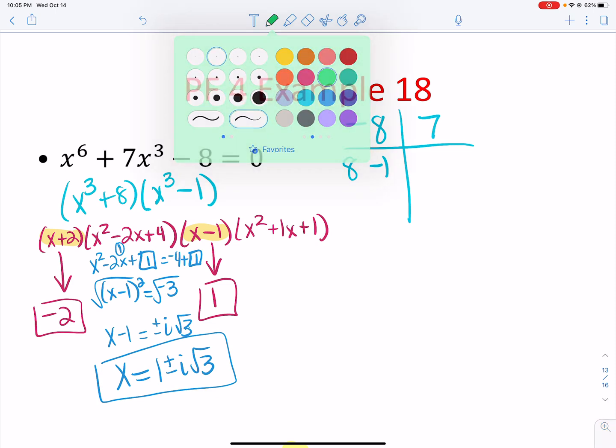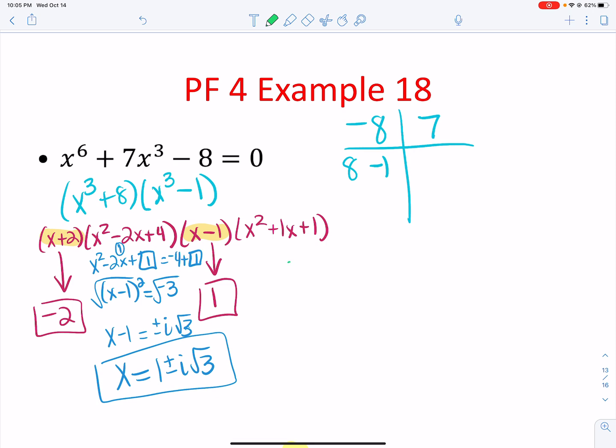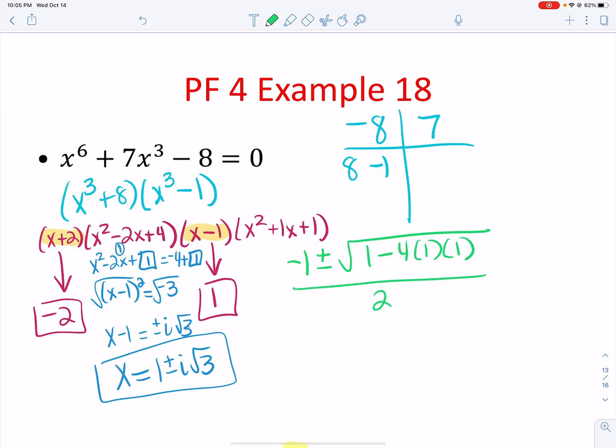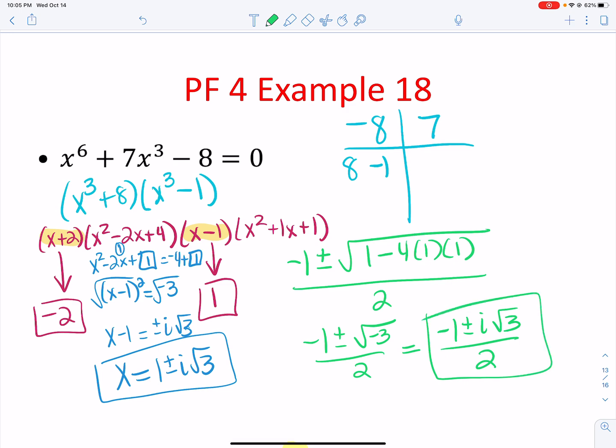Okay, now I need to find this guy. And I'm going to do it by the quadratic formula. So negative b plus or minus the square root of b squared minus 4 times a times c all over 2a. So negative 1 plus or minus, that would be 1 minus 4. So that's a negative 3. So my answer would be negative 1 plus or minus i root 3 over 2. And so that is the other answer. So if I look at these, I've got one answer here, one answer here. I have 2 there and 2 here, and it is a degree 6. So that gives me 6 answers, which is what I'm supposed to have.